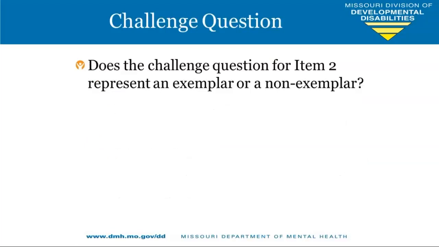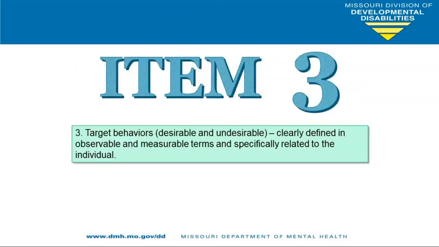Next one, please. Okay, so item 3 is target behaviors, both desirable and undesirable, clearly defined in observable and measurable terms and specifically related to the individual. And as we remember, the task list identifies that as measurable and observable. Dimension is behavioral. So those are the elements we're going to look at in those exemplars and non-exemplars.